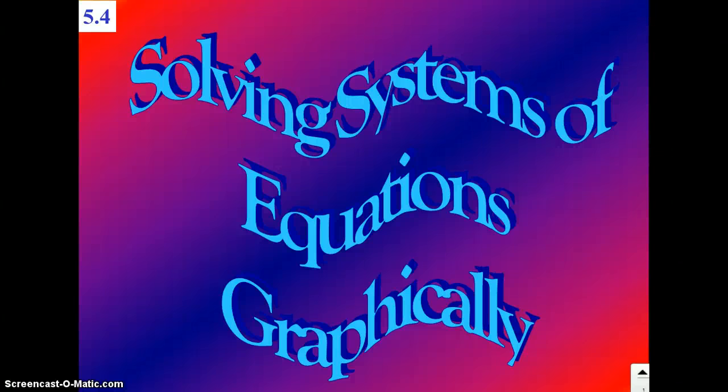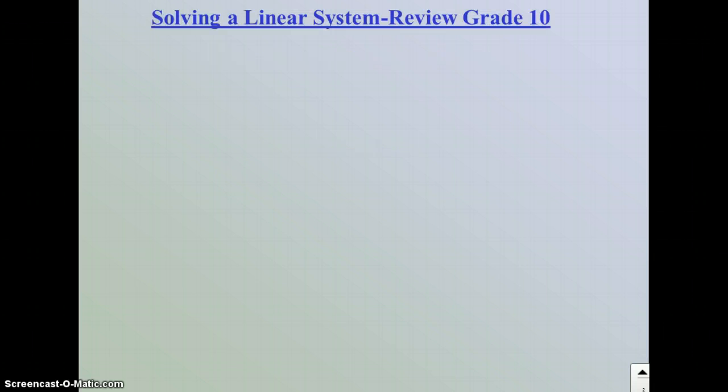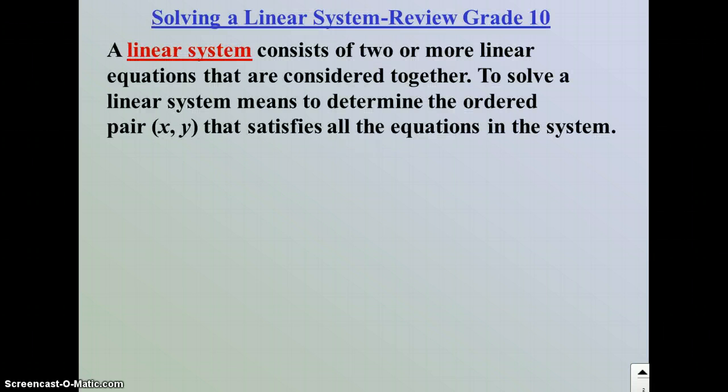Hey Math 20-1s. Today we're going to look at solving systems of equations graphically. Back in grade 10 we solved some systems of linear equations, and we did those graphically, so let's do a quick review.